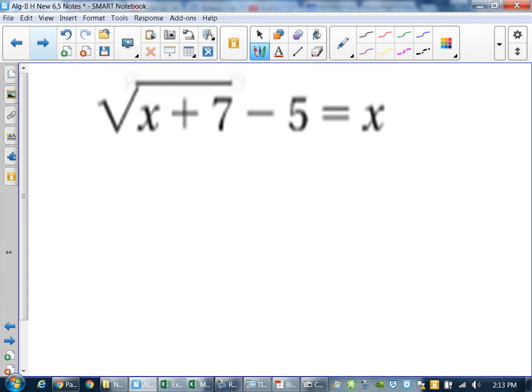So now, we add more steps. I have the square root of x plus 7, all subtract 5, is x.